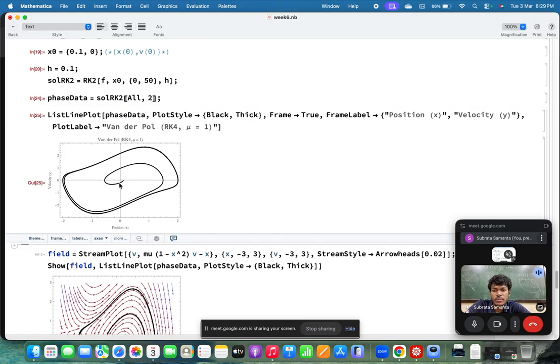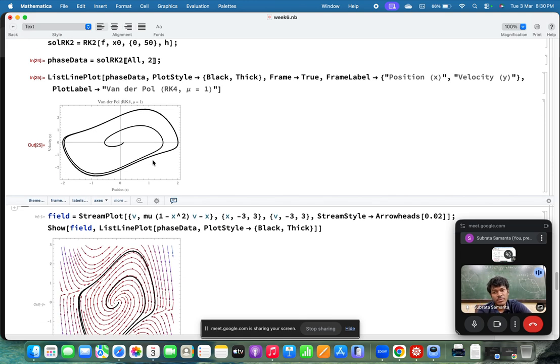So you start from 0.1 and at some point they reach a closed contour. Initially it changes, but after some time they reach a proper cycle. This is called the limit cycle.